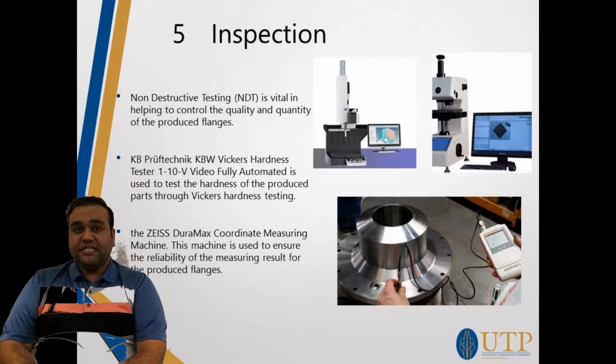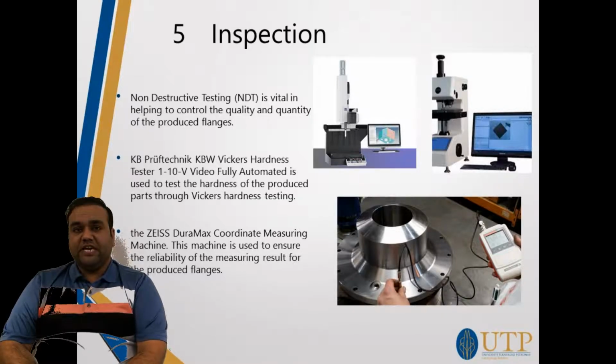The dimension inspection is done next by inspecting the outer and inner diameter, bolt circle and bolt hole diameter, hub diameter, as well as the thickness of the weld end, the length of the hub, and the strength of the bolt hole.